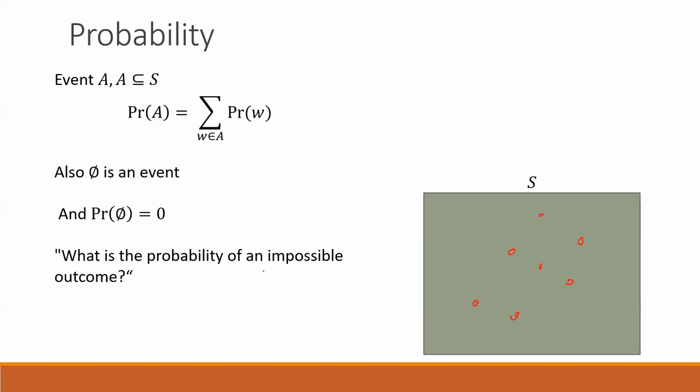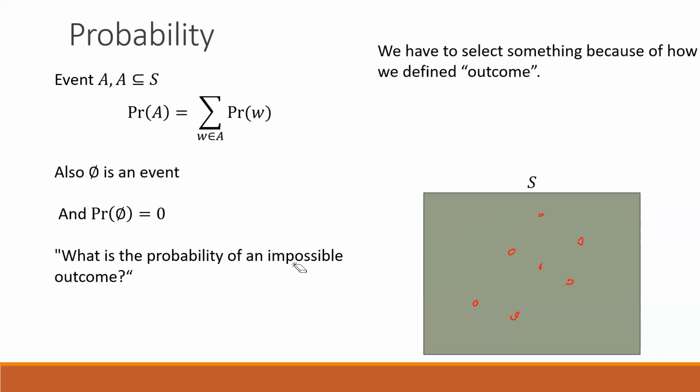So what is the probability of an impossible outcome? That's not to be confused with the idea of the probability of nothing happening, because I can say there's an event called nothing in my sample space, and I can assign it whatever probability is appropriate. So this is the probability of something that's impossible. We have to select something because of how we defined sample space and how we defined outcome.